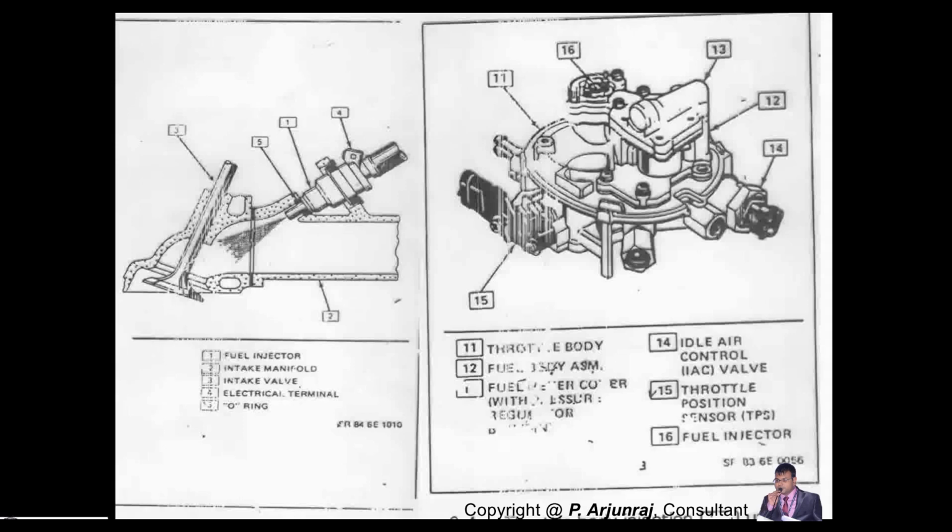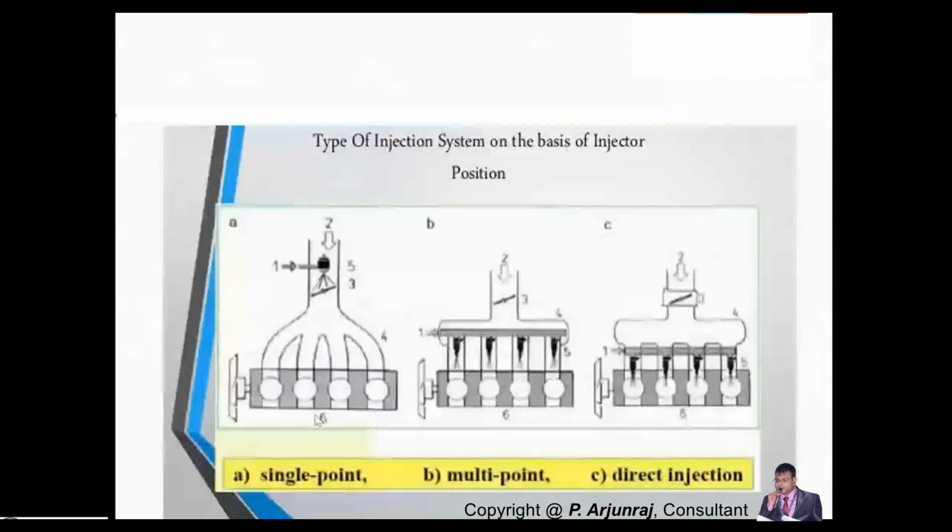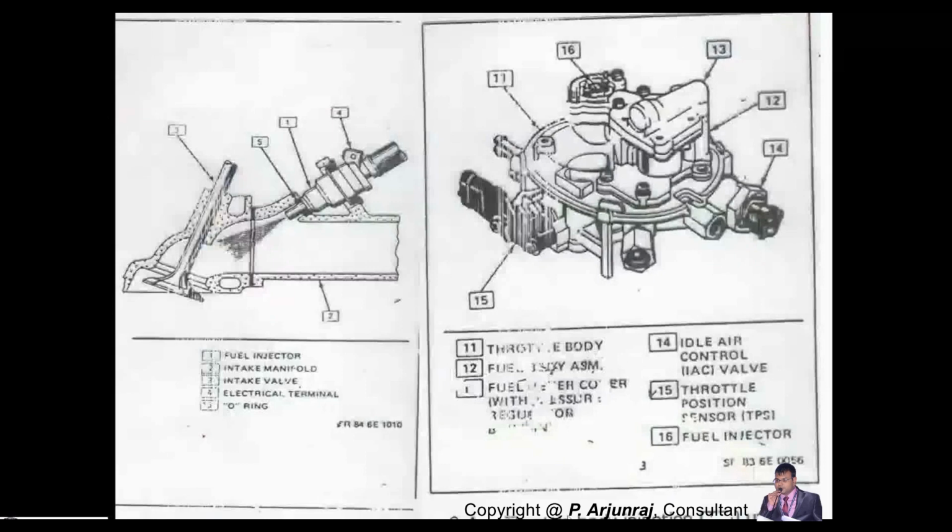And I told you about the single point fuel injection system, where you place the injector near the throttle body. This is the throttle valve basically. The throttle valve is the one which will allow the required quantity of air into the system for the combustion to take place, because you need air, which contains oxygen, to react with the fuel and form combustion. So this single point injection system is also called the throttle body injection system.